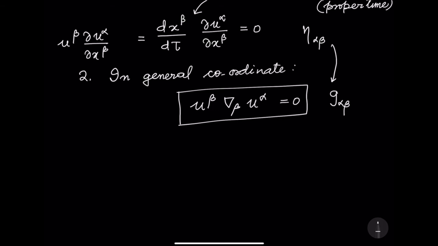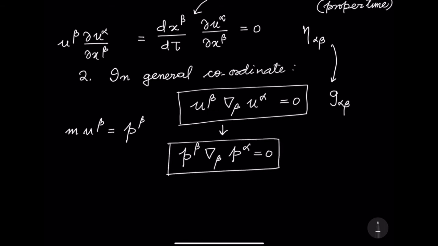Let me just put one more thing. I can write this in a little different form. So I can multiply both sides by m. And if you remember that m u beta, I can write as the 4 momentum. So this equation, this was probably in one of your homework, can also be written this way, which we'll be using later in today's lecture.